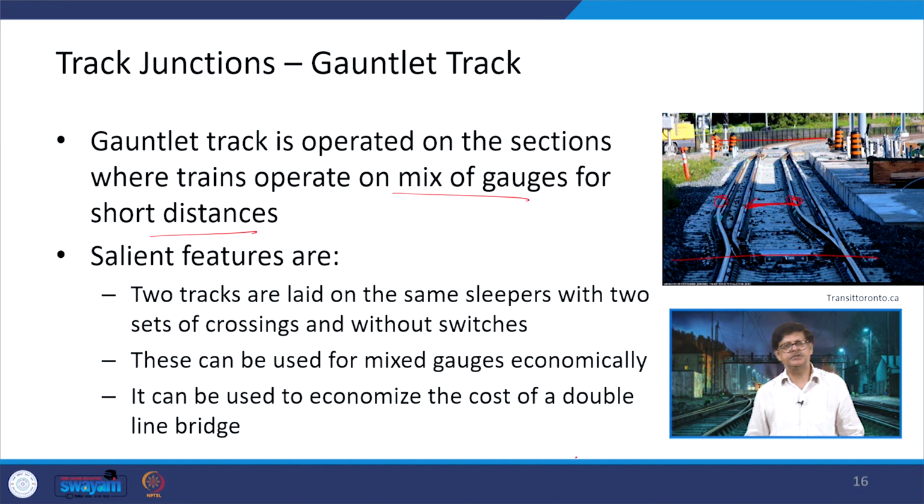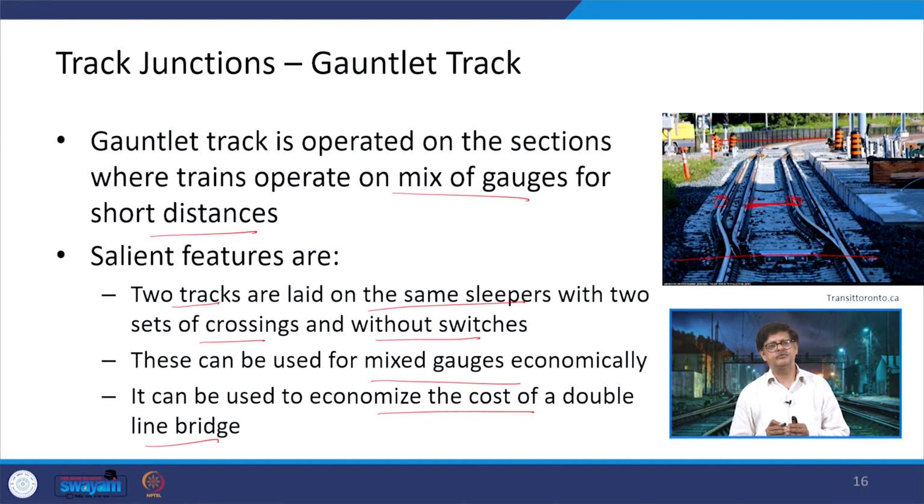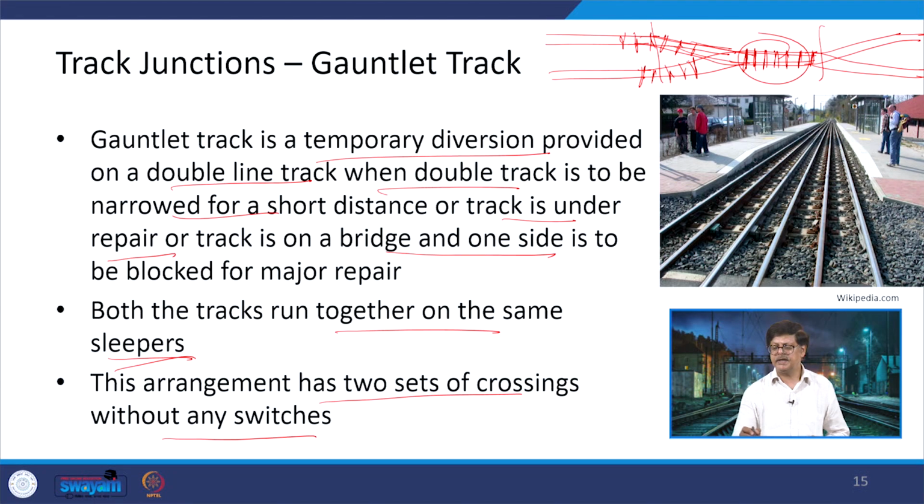What are the salient features here on the basis of this discussion? There are two tracks laid on the same sleepers. We do two sets of crossings without switches. These can be used even with mixed gauges, and it economizes the construction. It can be used to economize the cost of the double line bridge. So instead of a double line bridge, we have a single line bridge, and the connectivities have been provided beforehand as being shown here. So it may happen that this portion is a bridge.